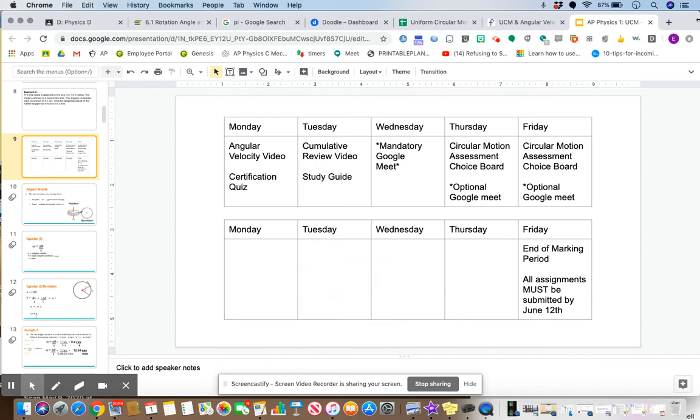So we're going to start out quickly talking about our plan for the week and into next week. Today we're going to be talking about angular velocity. You're going to watch this video, obviously, and then there's a certification quiz, which I'll talk about at the end. Tomorrow we're going to do a cumulative review of all information from uniform circular motion, and then you'll have a study guide type activity to complete.